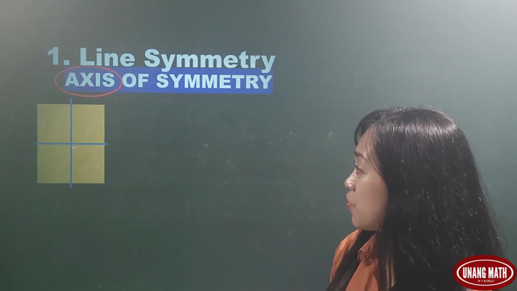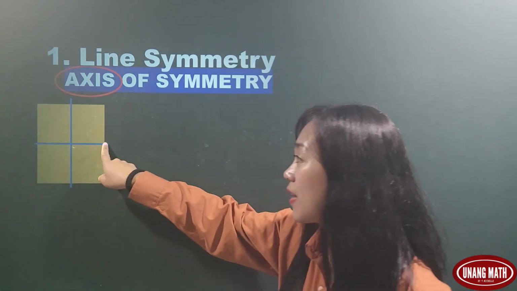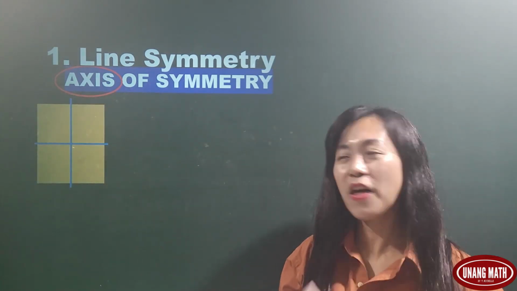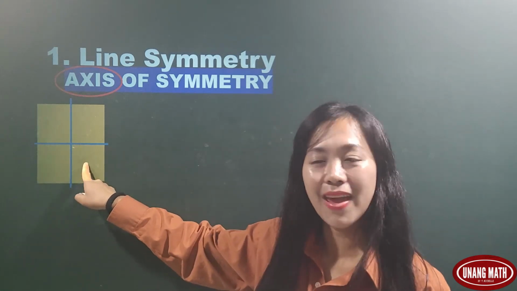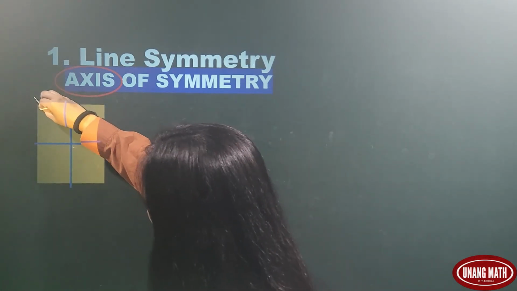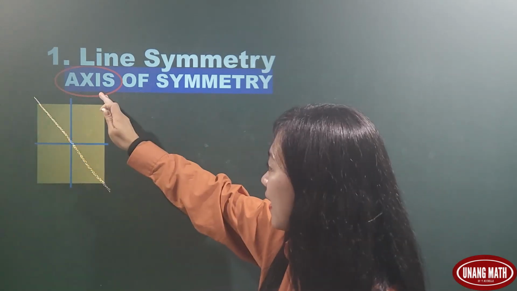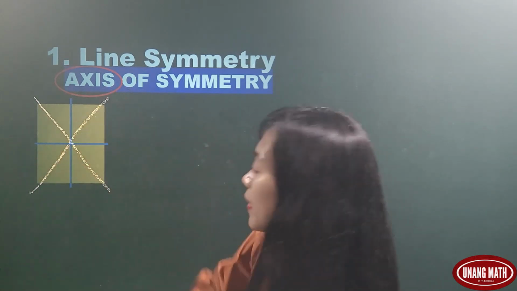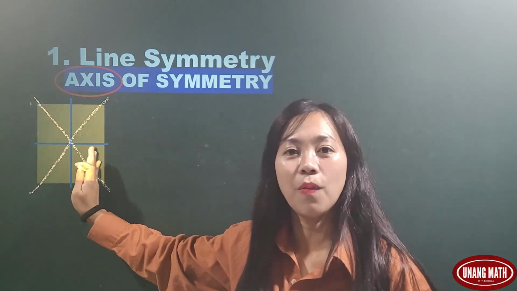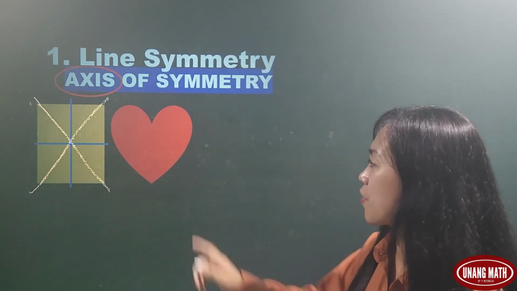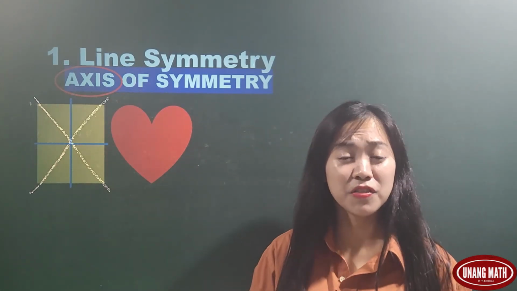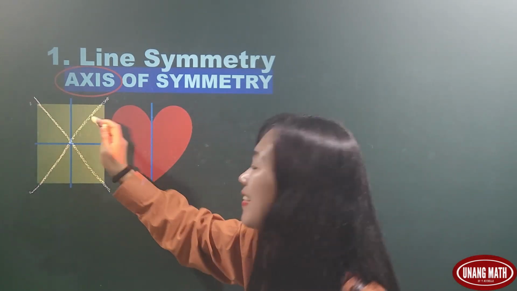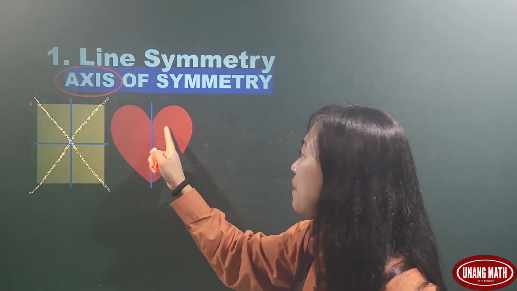Okay, another axis of symmetry. Pwede nating iguhit sa part na ito. So, ang upper part ay equal lang sa lower part. Another axis of symmetry na pwede nating iguhit sa figure na ito ay ang line na ito. So, ang part na ito, equal lang din sa part na ito. Okay, another one is sa part na ito. So, this one is equal sa part na ito. Okay, how about this figure? Okay, ang tanging axis of symmetry ng figure na ito ay ang line na ito. So, this part is completely the same sa part na ito.